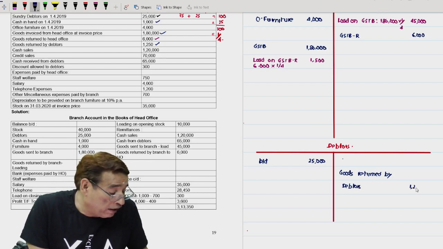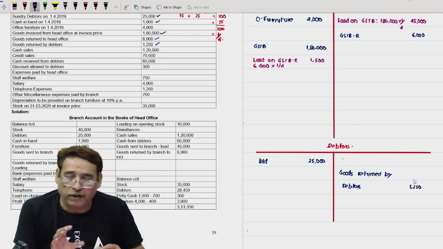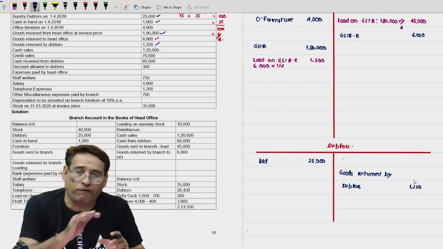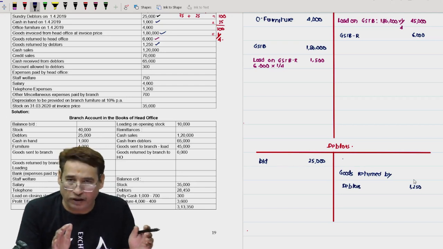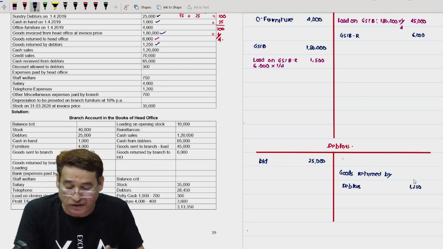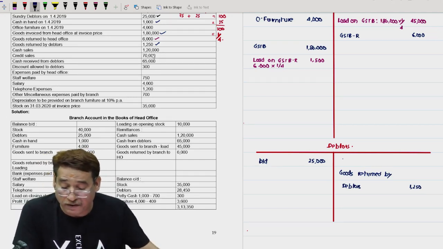We cannot take the loading of these goods because loading only related to such goods is extracted which are flowing between the what we call head office and the branch. These goods are flowing between the branch customers or the branch debtors and the branch, so we cannot extract the loading of these goods. Then we have been given cash sales and credit sales.